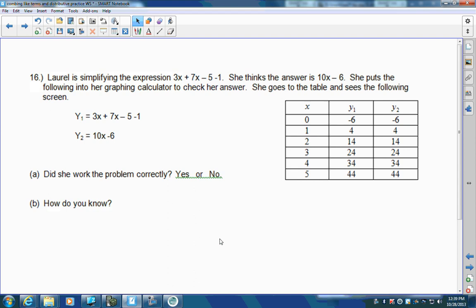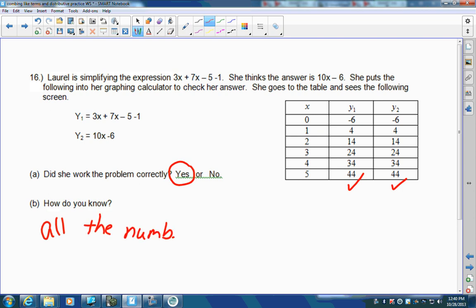It talks about simplifying an expression. Laurel is simplifying an expression. She thinks her answer is 10x minus 6. She puts the following in her graphing calculator to check it. She goes to the table and sees this screen right here. Is she right or wrong? Did she work it correctly? She is right, and how do you know? These 2 rows right here, because all the numbers in y1 equal y2.